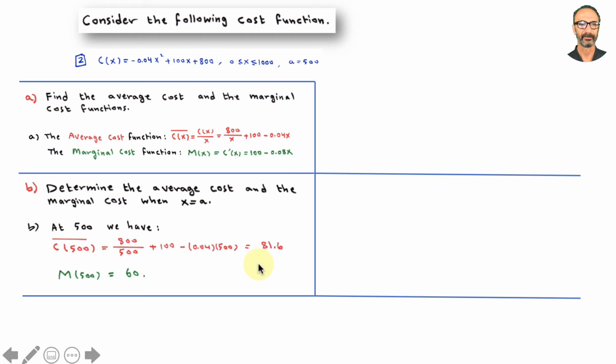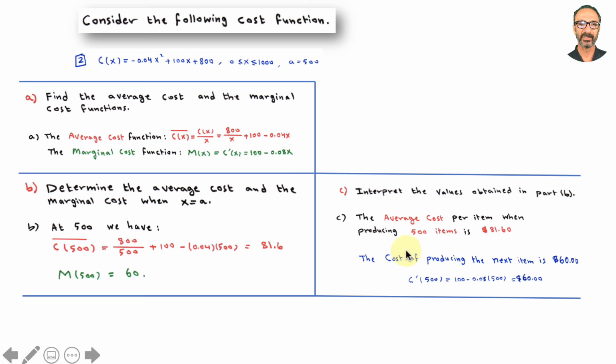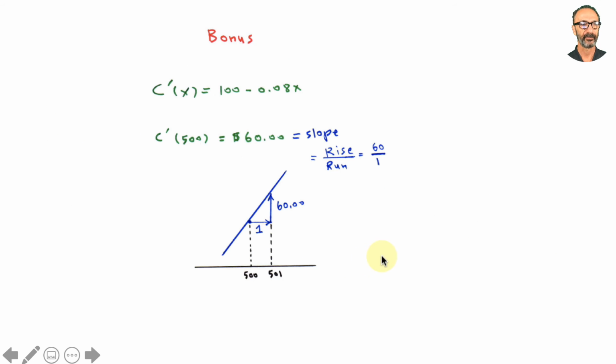What does it mean? It means the following. The average cost per item when you produce 500 items is about $81.60. To produce one more, it's going to cost you only $60. You plug it in, C prime. Let me explain.